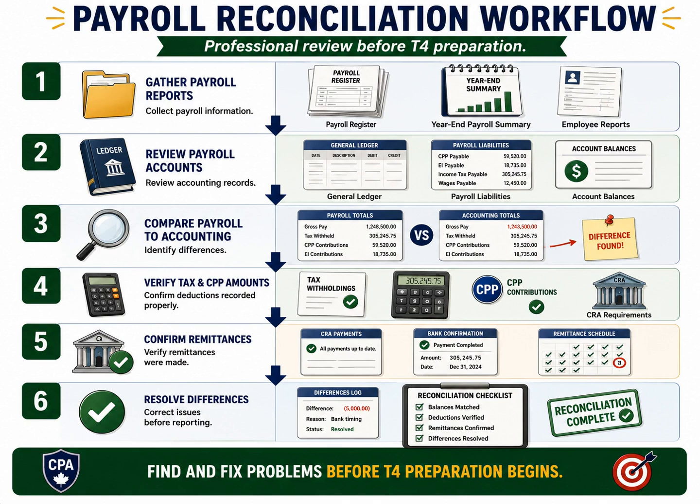The objective is to ensure that the amounts withheld from employees were properly remitted to CRA. The sixth and final step is resolving differences. This is where the reconciliation process creates its greatest value. Any discrepancies identified during the review are investigated and corrected before reporting begins. The key principle is simple. Problems should be fixed before T4 preparation, not after.